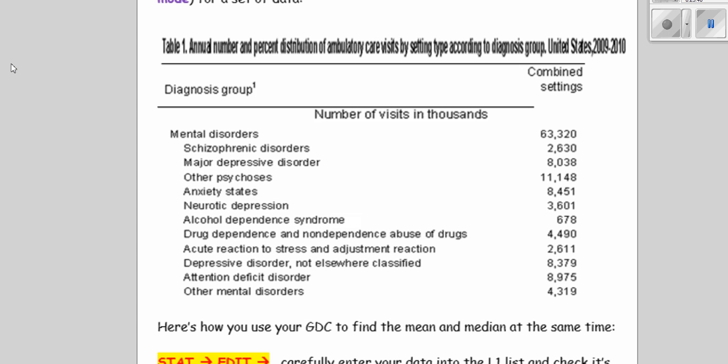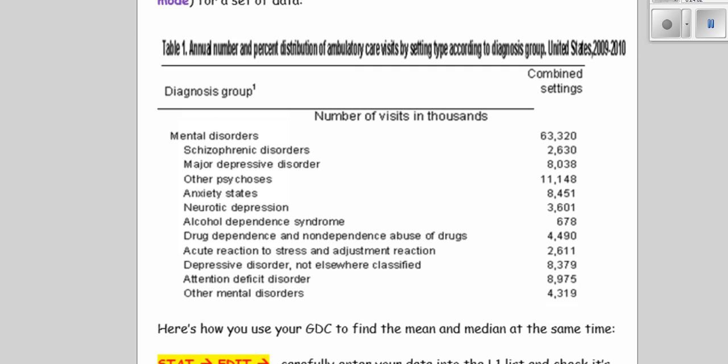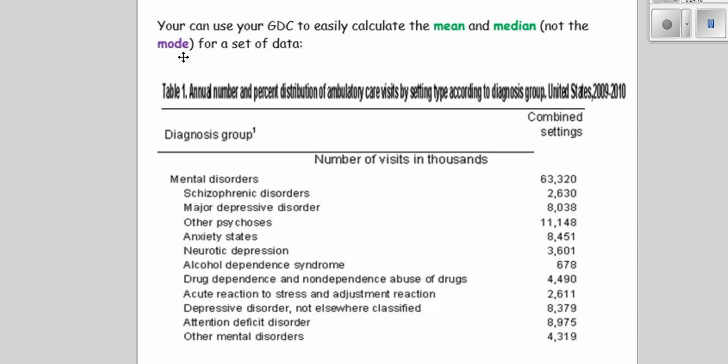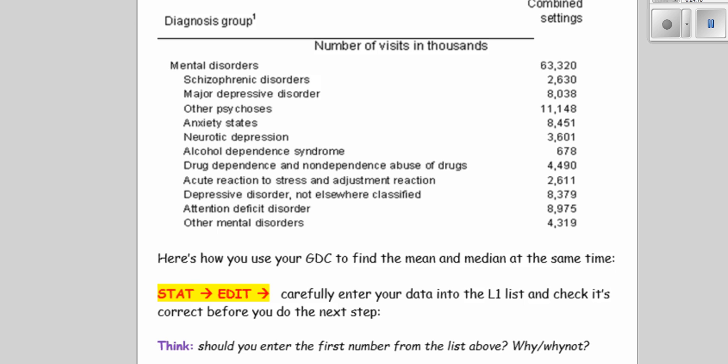If you're not sure what this is: annual number and percent distribution of ambulatory care visits by setting type according to diagnosis group. So ambulatory care visits, trying to see if there was a connection between having mental disorders and the amount of visits. So this is practicing using your GDC. The GDC doesn't find the mode, but it does find the mean and the median.